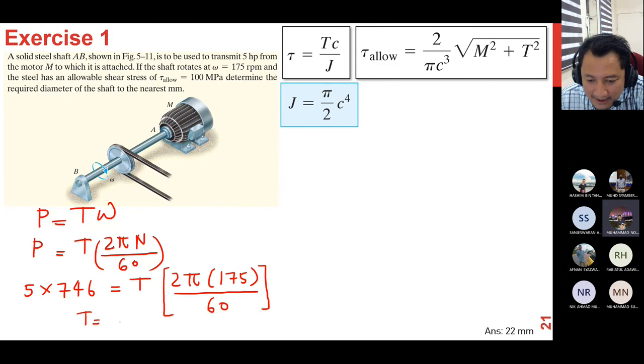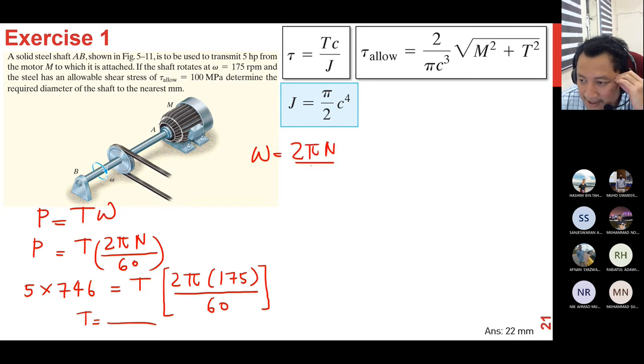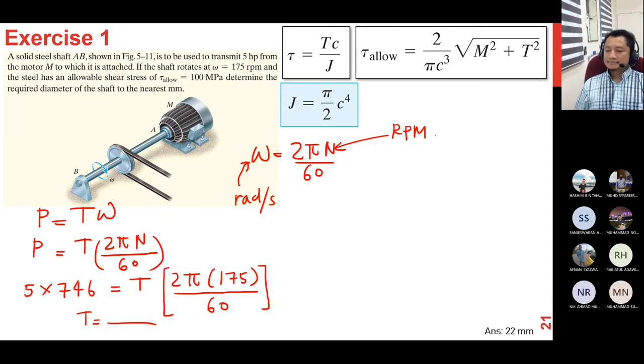Sir, if it is given in radian per second, do we have to convert to RPM first? No need. Because omega equals 2 pi N over 60. Omega's unit is radian per second. N is RPM. If it is already given in radian per second, use it directly. But no machine is labelled in radian per second. Radian per second is hard to estimate. We are very used to rotation per minute. Rotation per second is okay too. Radian is a bit harder. 2 pi is equivalent to 360 degrees.